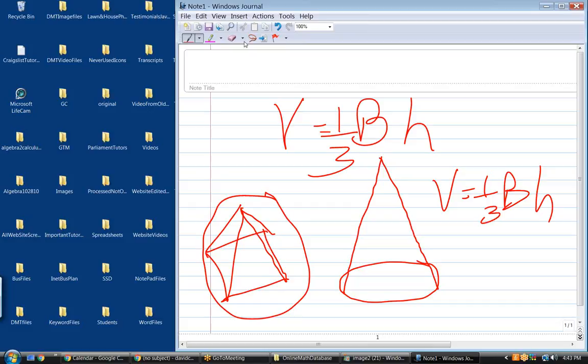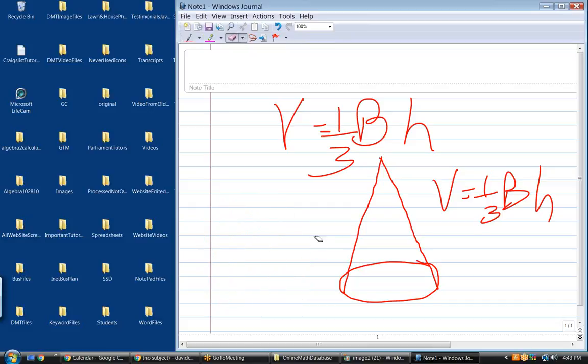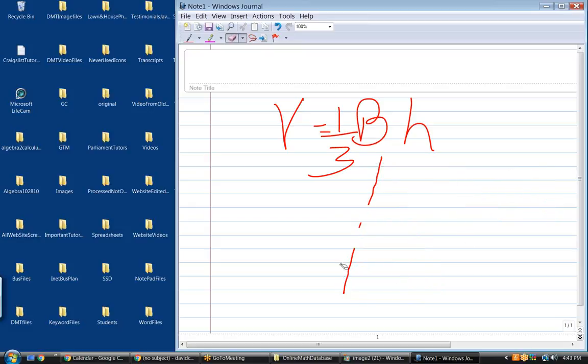You with me? Okay. So that's a key concept. If it goes to a point, you lose 2/3 of the volume, which means the remaining volume has to always be 1/3. All right.